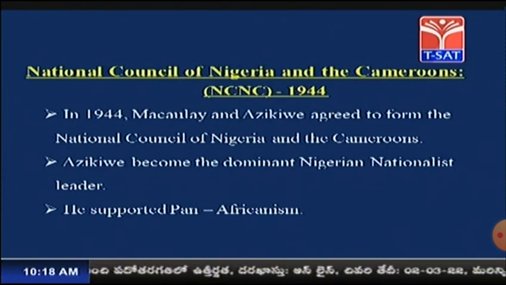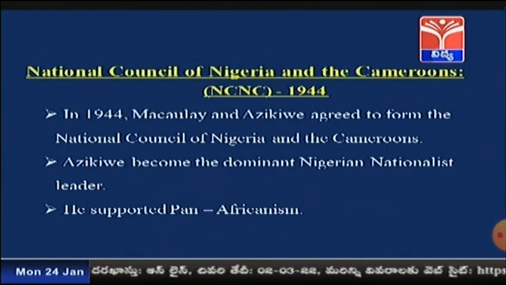He strongly supported Pan-Africanism. Children, during this time, the Second World War was going on. So, on behalf of Britain, Nigerian soldiers took part in the war. Just like our Indian soldiers also took part in the Second World War on behalf of the British Empire, Nigerian soldiers also participated in the war. But after returning from the war in 1945, they felt that they wanted to become free from the colonial rule.